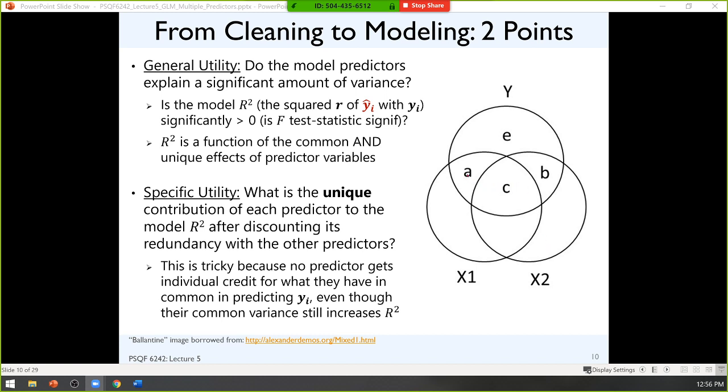So A is the part that x1 has in common with y that it doesn't have in common with x2. A is the unique part of the association between x1 and y. Likewise, B is the unique part of the association between x2 and y. So in terms of judging how good each predictor is, x1 is only going to have the A part in that. x2 is only going to have the B part. Neither one gets credit for the C part, but the C part does contribute to the R square.